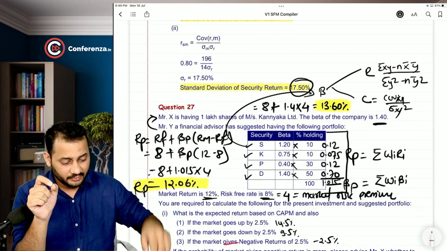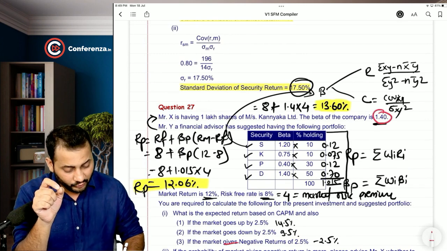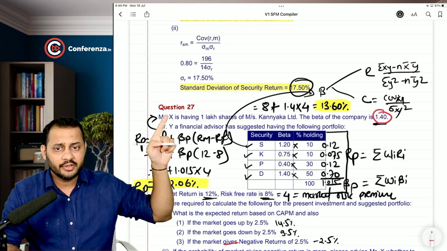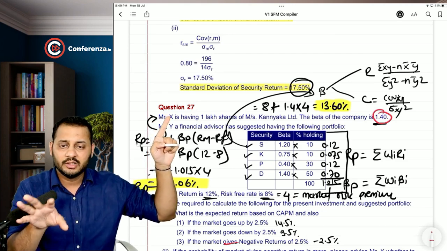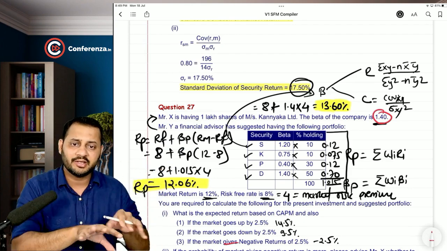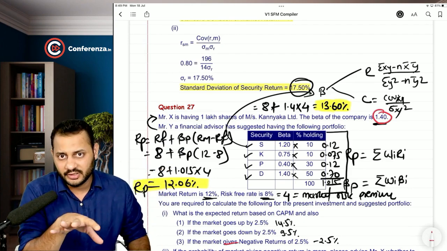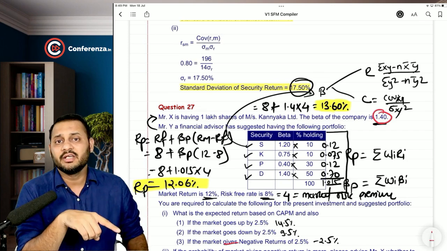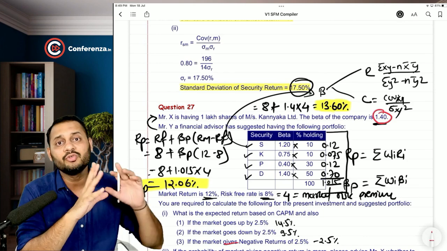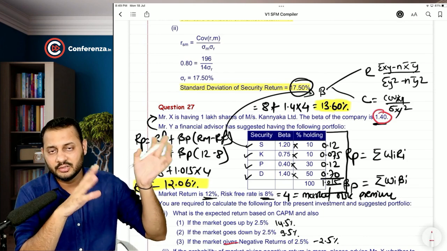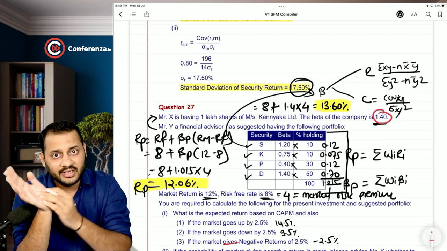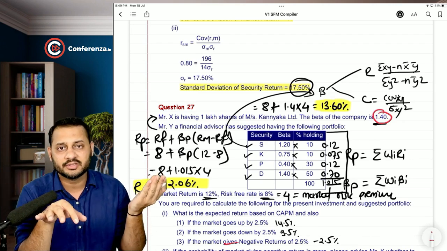the shares of Kanyaka Limited, which has a beta of 1.4, which is very high. You can just scrap all this money, sell the shares, and then invest in the portfolio if you want to stay in the securities only. When the market is giving negative return, I will suggest you to get out of the market. When you think that it is going to give you the negative return, get out of the market and invest in the risk-free security only. At least you will earn 8%.